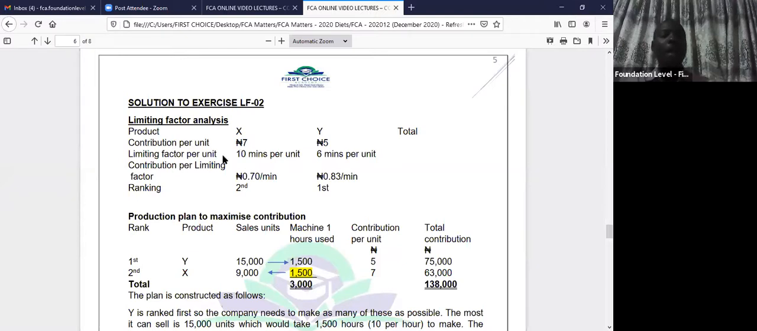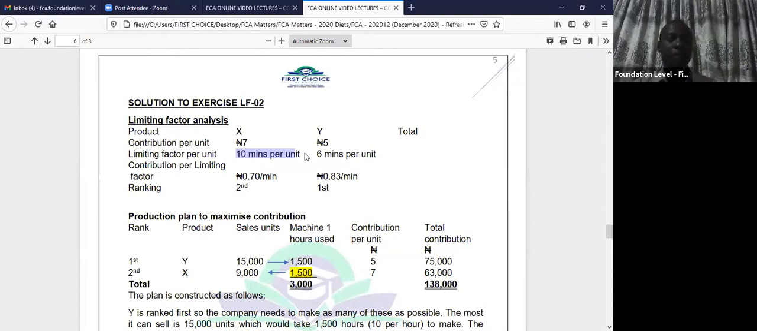Now, how do you get your contribution per limiting factor, which is the next thing? All you need to do is your contribution numerator, your limiting factor denominator. So you simply say 7 naira divided by 10 minutes. It means 0.7 naira per minute. The same thing you do for the second one: 5 naira divided by 6 minutes per unit gives you 0.8.